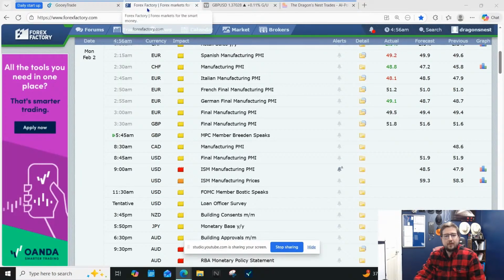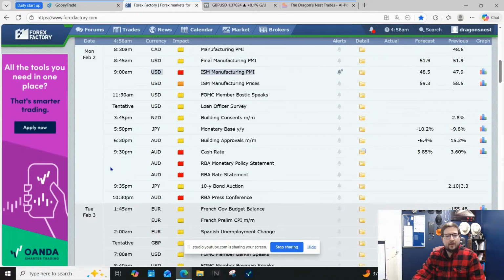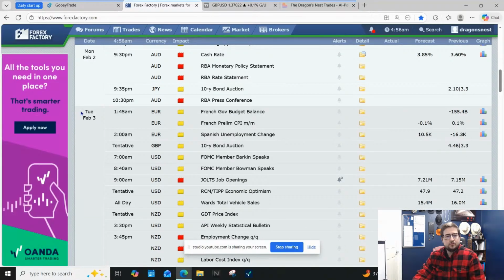So Forex Factory, like I mentioned yesterday, there's not too much news coming out today that I'm currently focused on. As of right now, we do have USD PMI at 9 a.m. And then beyond that, at 9:30 p.m., we have AUD that has some red folders specifically. Outside of that, going into Tuesday morning, we'll be back before 9 a.m., so we'll go ahead and double check this at that time.